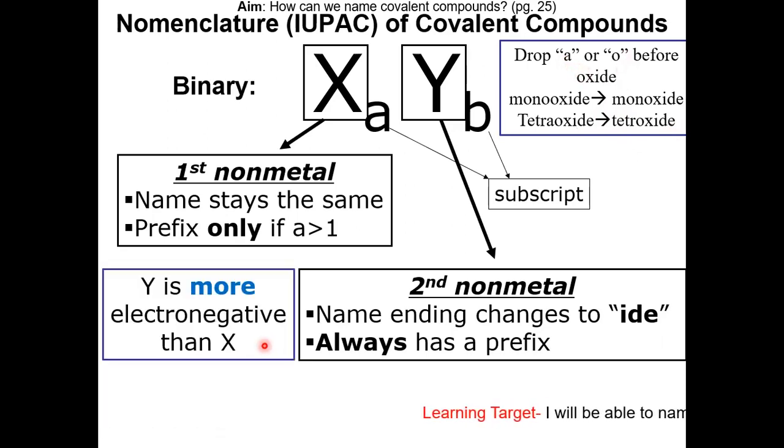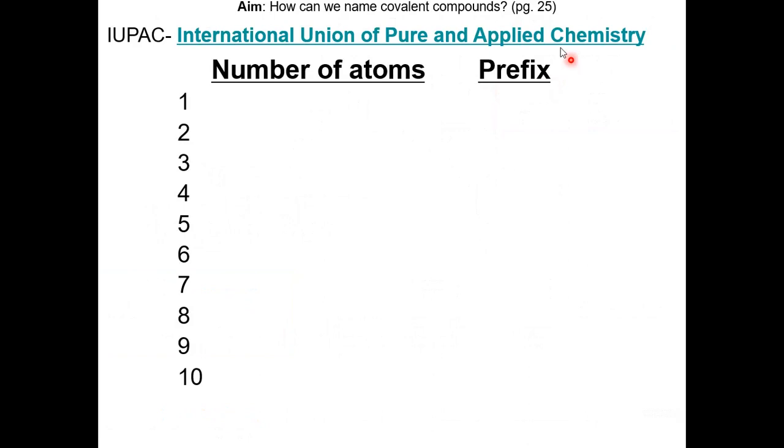Keep in mind, in the chemical formula, element Y is more electronegative than element X. So in a binary covalent compound, the less electronegative element is written first, and the more electronegative element is written second. Here are the prefixes that correspond to the number of atoms.